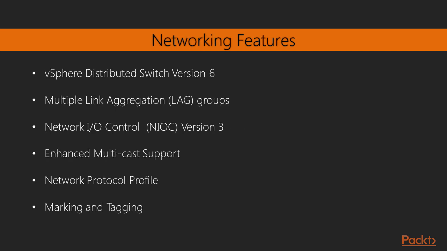Networking features, of course, the vSphere distributed switch version 6 came out. With vSphere 6, multiple link aggregation groups are now possible, and a new version of network I/O control, version 3. We're going to do this in the lab later on as well.